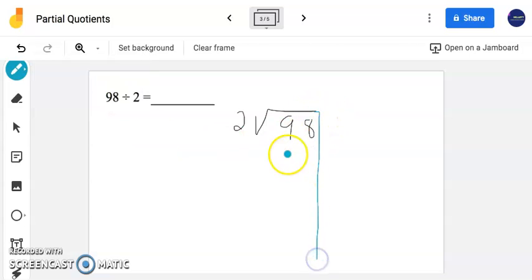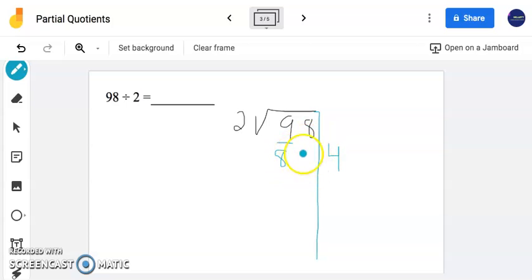Okay, so I'm going to first look at my first digit, 9. 2 times what number gets me close to or exactly to 9? Well, I know that 2 times 4 is 8, and 2 times 5 is 10. That's way too big. So if I know 2 times 4 is 8, I put that right underneath my 9.